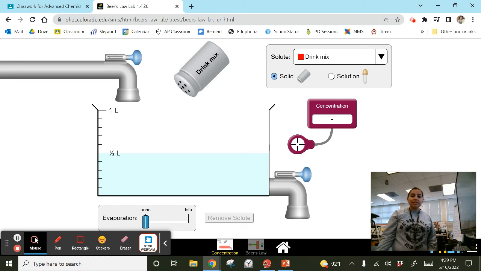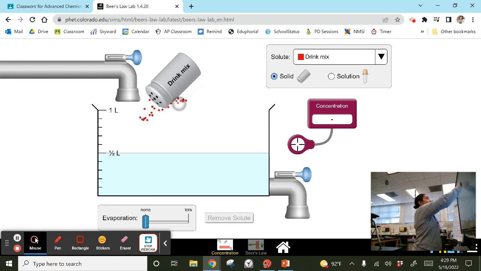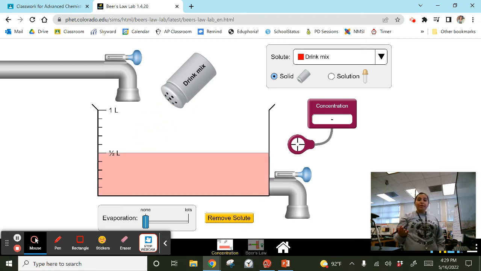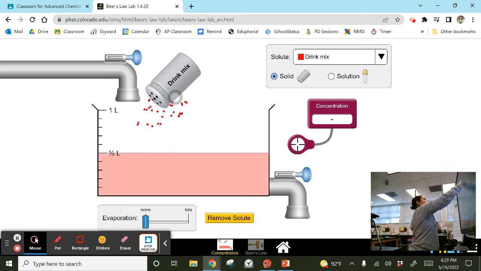Hi students, in this lesson we're going to talk about solubility. So the first thing that I want to show you is a demonstration, and notice I have some drink mix here. And when you think about the word drink mix, just think about Kool-Aid.